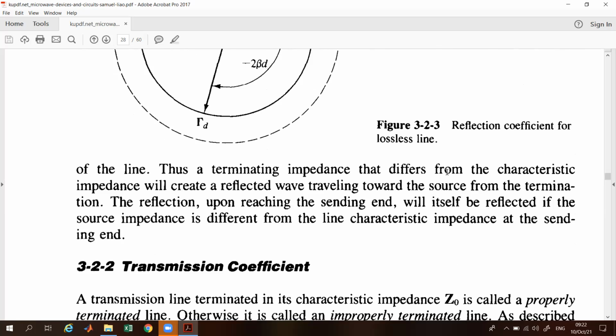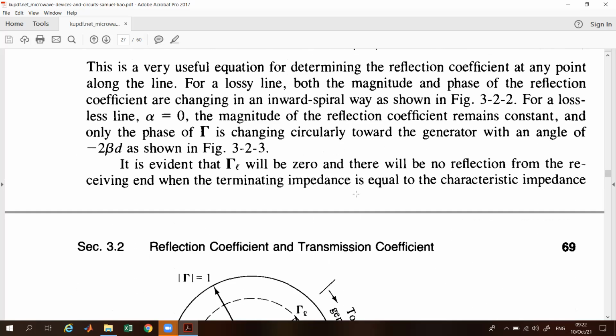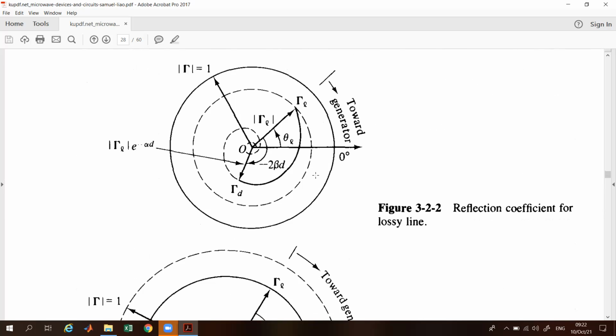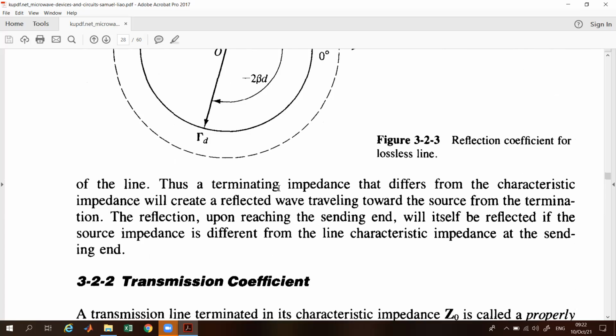Now, this condition is basically that if the characteristic impedance of the line Z0 equals ZL, then there will be no reflection from the receiving end. But basically, it's not always the case.